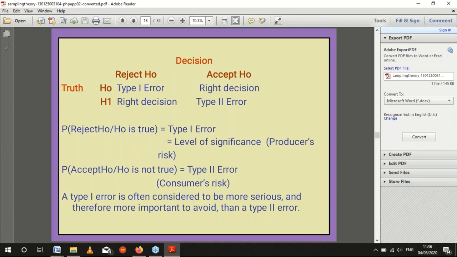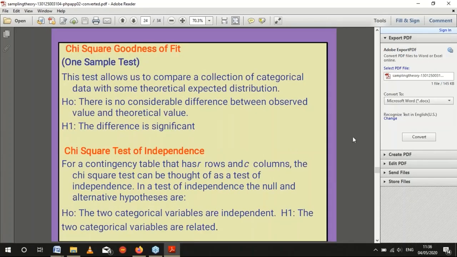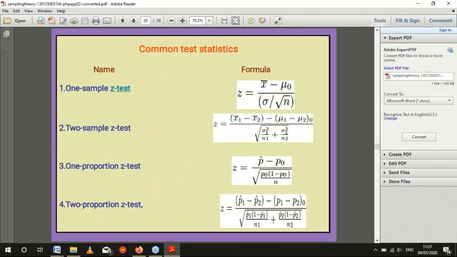Now the common test statistics. Let's look at some formulas for common tests we'll be using, as time permits, in this course. I'll state the names and their formulas. Please, studio man, go to slide 20 for me. Now we have the one sample Z test. The formula is Z equals x bar minus mu 0, all over sigma over root n, where n is the number of samples.